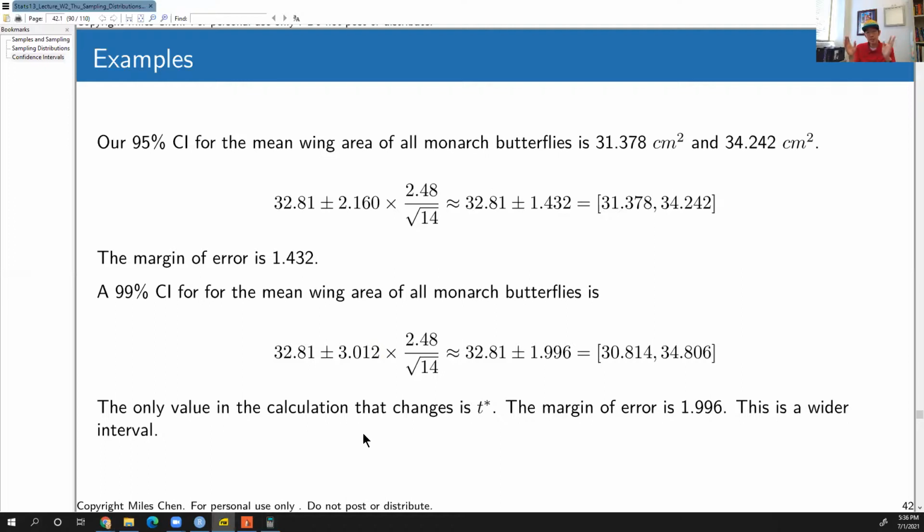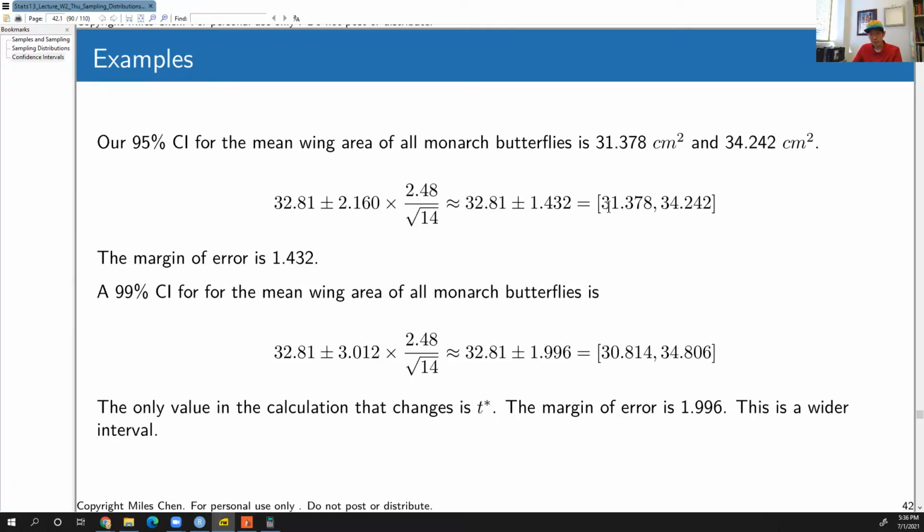So the only thing that changes is this value, T star, and that changes the margin of error. The margin of error goes from 1.432 to 1.996, and this results in a wider interval. When you increase the level of confidence, you're basically casting a wider net. You're saying, I want to be sure to catch the population mean inside this net. So if you want to be more confident, you just cast a wider net, and this is what we end up getting.